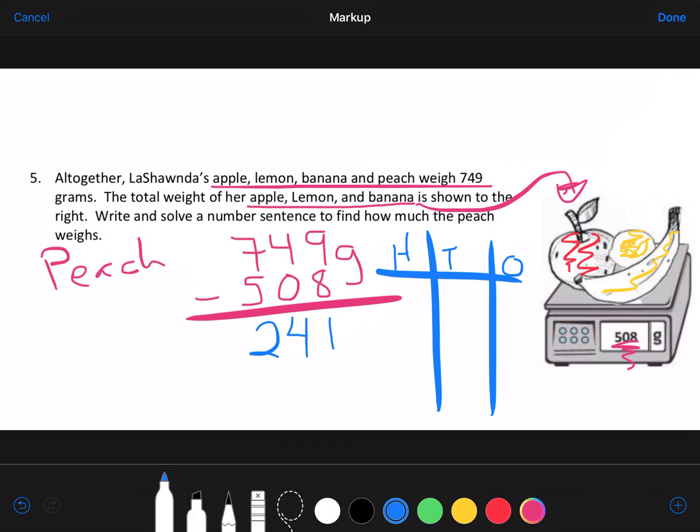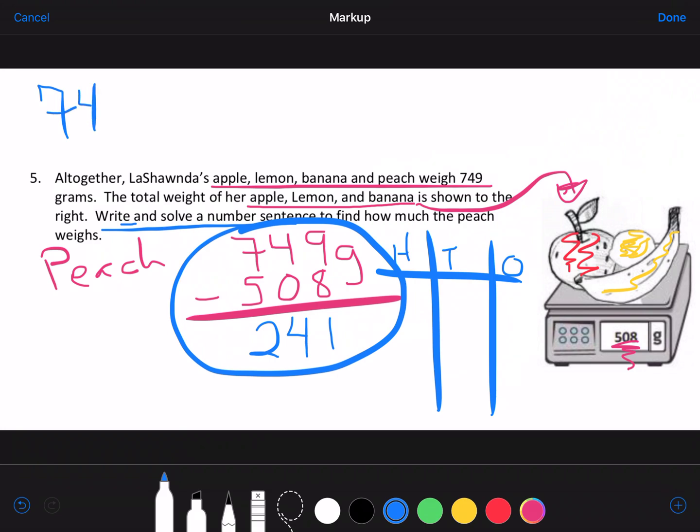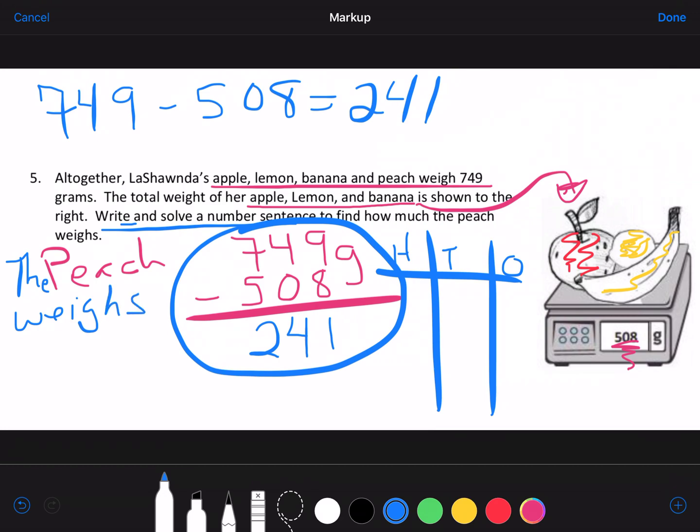All right. It says write and solve, just rereading to make sure we did it. Write and solve a number sentence. This is a number sentence. Some teachers might want it written out like this, horizontally, so that it looks more like a sentence that you would see in a book, but it should work either way. I like the sentence, so if I'm your teacher, then I would love to see the peach weighs 241 grams with a period at the end, right?